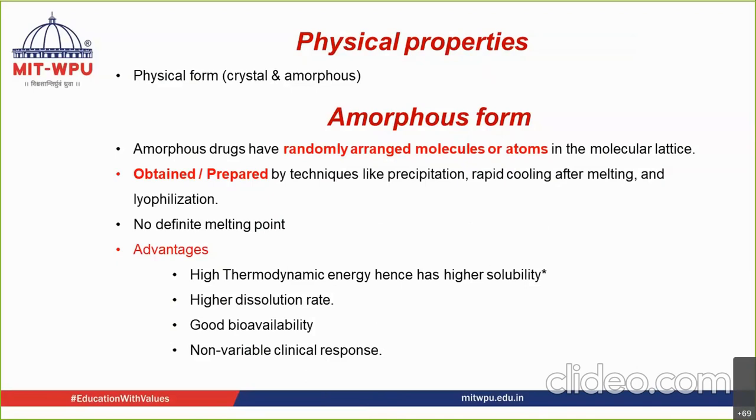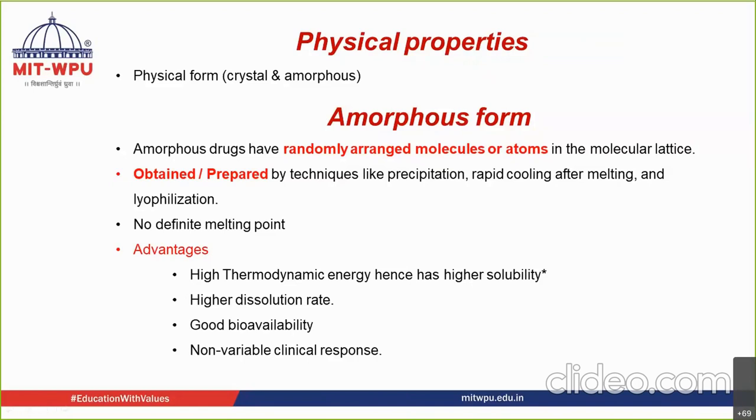The drug exists in two forms. It exists in amorphous form and it exists in crystalline form. Okay. Now, is it necessary for me to know the form of the drug? Yes. It is very, very necessary for me to know the form of the drug. Why, we are going to study further. Let us see further the difference between the amorphous form and a crystalline form.